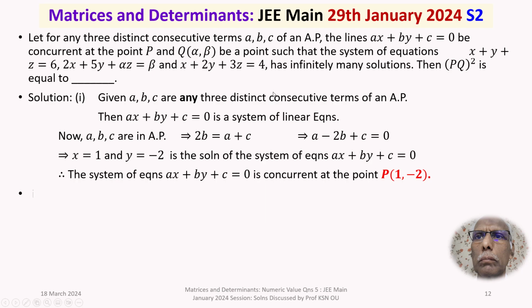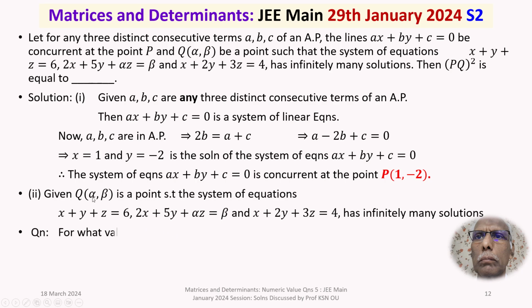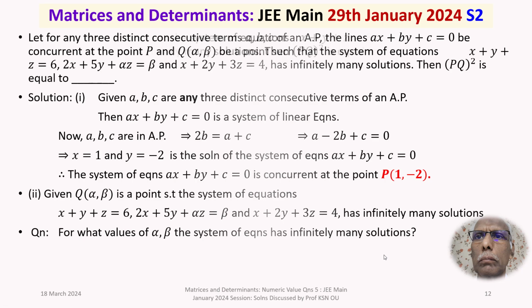So let's move to the second. We are given Q with coordinates alpha, beta, a point such that the system of these 3 equations in 3 unknowns involving alpha and beta has infinitely many solutions. So we ask the question, for what values of alpha, beta, does this system of equations have infinitely many solutions? That we do in the next slide.